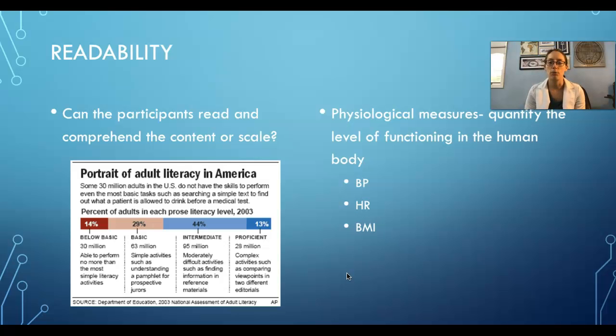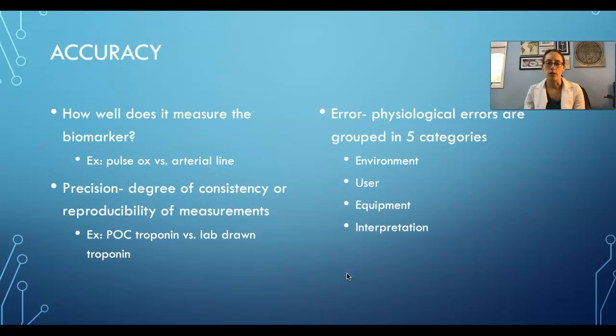That brings us to physiological measures, which quantify the level of functioning in the human body. These are things like blood pressure, heart rate, BMI, any kind of physical monitoring. So that brings accuracy into the picture. How well does it actually measure the biomarker? So for example, we have a pulse ox that does an okay job of noting our oxygen saturation, but not nearly as good of a job as an arterial line would, right? So the arterial line is more accurate than the pulse ox, but the pulse ox is cheaper and easier to read. The precision is the degree of consistency or reproducibility of measurements.